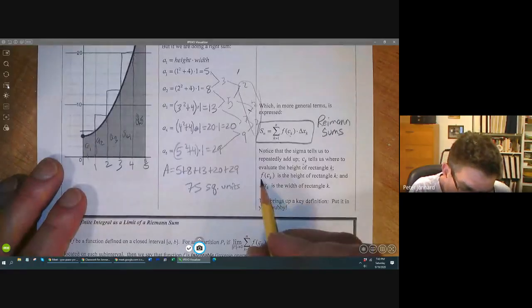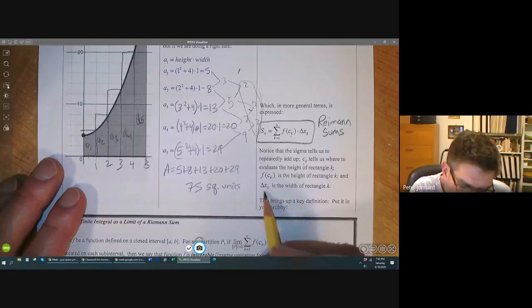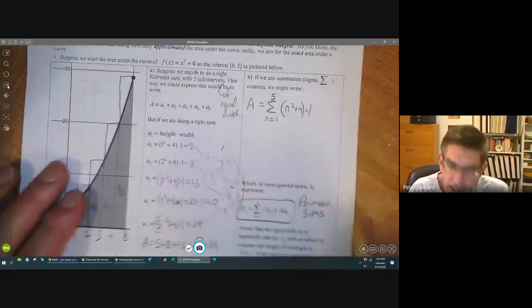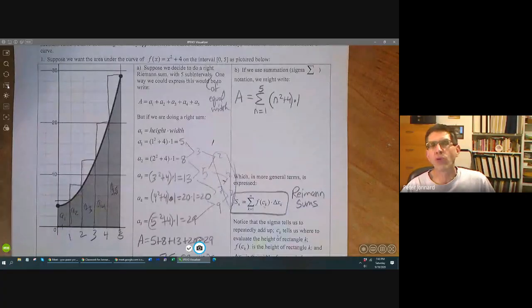And then f of C sub k is the height of rectangle k, and this is the width of rectangle k, and it's not always the same. For us, it was. We chose to make them equal, but on your BC Calc test, you won't always make those equal widths. And there's examples in the homework and such where you don't make them equal width for a Riemann sum. And so we'll definitely get into that.